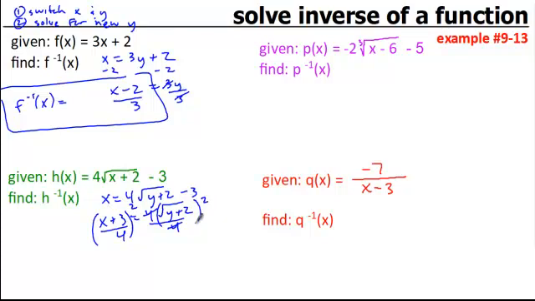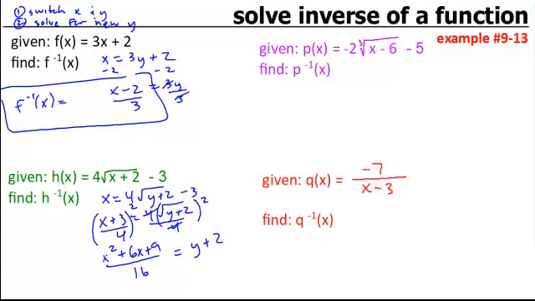And so here I get x plus 3 squared. I'm going to go ahead and expand that out. So I get x squared plus 6x plus 9 all over 4 squared, which is 16. That's equal to y plus 2.